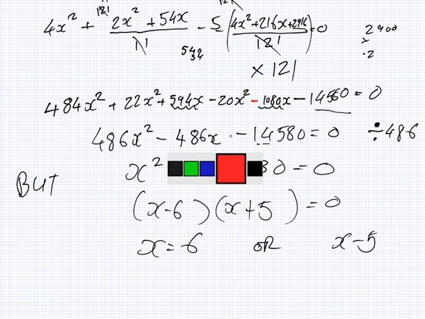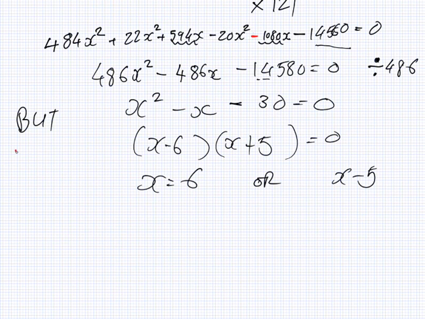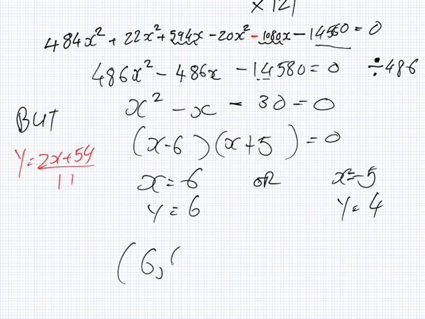No, I need to find the y. So I know that y is (2x plus 54) over 11. So that means here y will be 6, because 66 divided by 11 is 6. And then minus 5 is the other answer, so that's 4. So I have two answers, (6, 6) or (minus 5, 4).